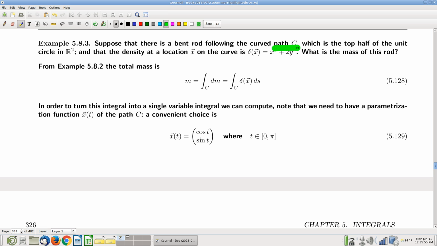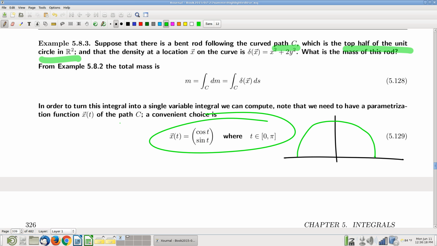Our path is the top half of the unit circle in R2. Let's draw ourselves a picture. Top half of the unit circle in R2. Okay, so we've got to parameterize that curve. Now, good news, this is a familiar curve. It's easy to parameterize. Right, different ways to go about justifying this.